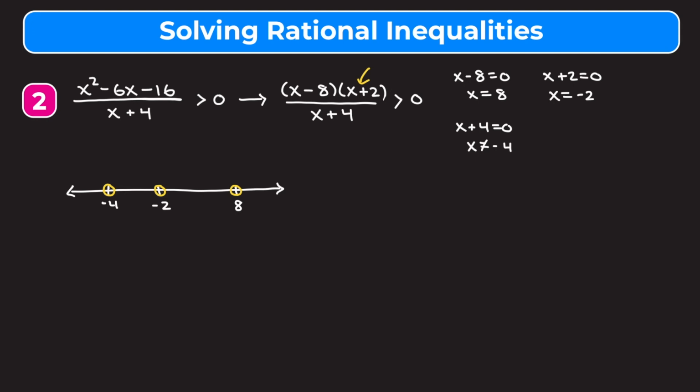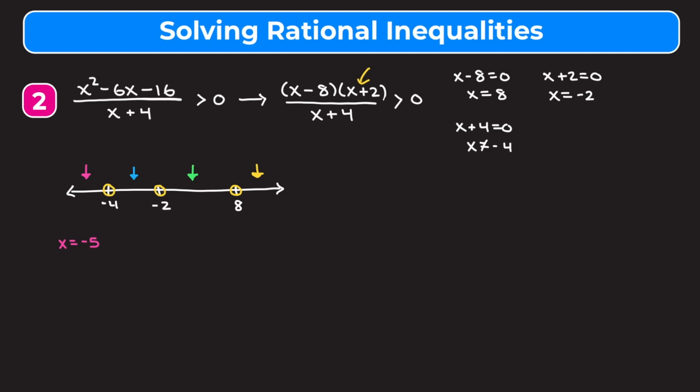And now we want to do what we did in example 1 and test every interval. But this time we're going to have 4 intervals. So we have this left interval, we have this interval between negative 4 and negative 2, we have an interval between negative 2 and 8, and we'll have this interval over here of greater than 8. So we need to pick a bunch of x values. So let's first pick an x value in this left interval. So let's say x is equal to negative 5, because that is to the left of negative 4.